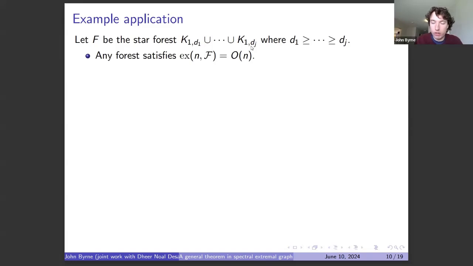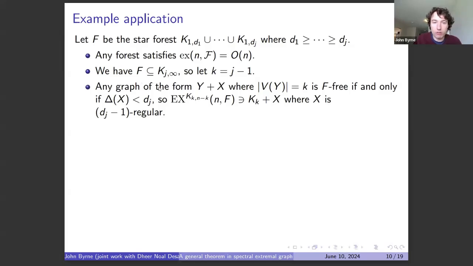Of course, any forest has a linear Turán number, so the first assumption is satisfied. And then we want to know the minimum K such that K plus one comma infinity is not F-free. It turns out that we'll set K equal to J minus one because, of course, we can embed J fixed stars in K comma infinity, and we can't embed them in K J minus one comma infinity.